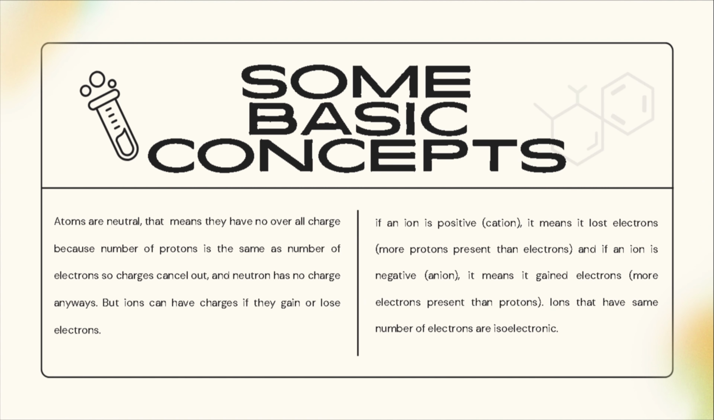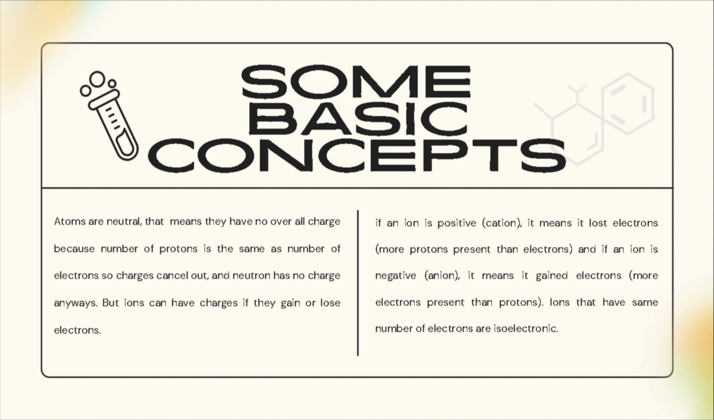Some basic concepts. Atoms are neutral, that means they have no overall charge, because number of protons is the same as number of electrons, so charges cancel out. We have same number of positive charges as well as same number of negative charges, so the charges cancel out and leave us with neutral atoms which have no charge. But ions are atoms that lose or gain electrons, okay, so they can have charge. If an atom loses an electron, it gains a positive charge, which means there are more protons than there are electrons, which gives the atom a positive charge, which is also called a cation.